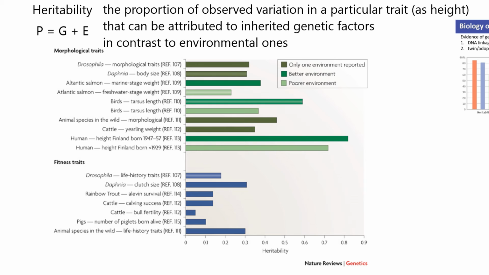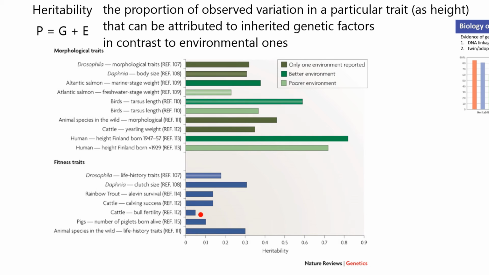I thought it was interesting here, human height, these two figures, over 80% heritable if you lived in Finland, if you were born in Finland between 1947 and 1957. And then look at this, the heritability drops to 70% before 1929. Maybe that has something to do with nutrition or the way the weather was. I have no idea. Down here, fitness traits, I thought it was interesting.